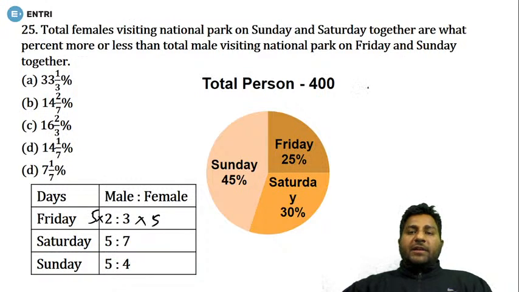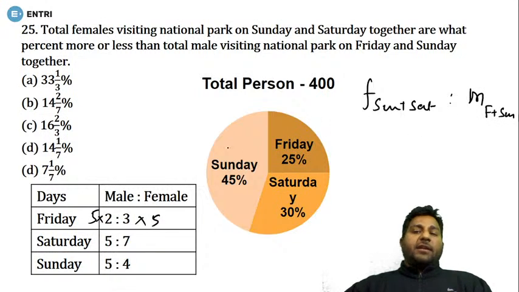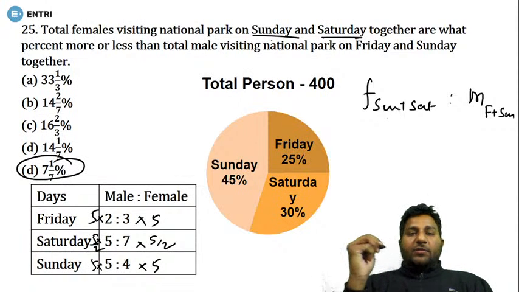Total females visiting Sunday and Saturday together are what percent more or less than total males visiting the national park on Friday and Sunday. Alright, so Friday and Sunday was there. So 5 by 2, 5 by 2. Let me have a look at that. Sunday and Saturday of female. Yes, 7 whole 1 by 7 will be the correct one. Yes, the answer is 7 whole 1 by 7 because we need to compare it.